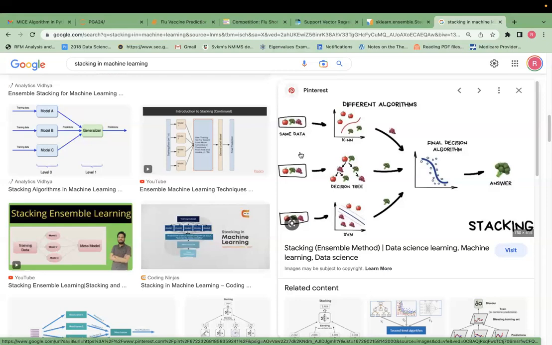Same data, different algorithms. For every observation, each algorithm will give its prediction, right? Like in this case, KNN is predicting it as grape. These two are predicting it as broccoli for the same observation. The final answer would be broccoli. This process, we call it stacking. All the predictions of all the algorithms are taken into one place and majority voting is done. Whatever is the majority vote, that will be the final answer.